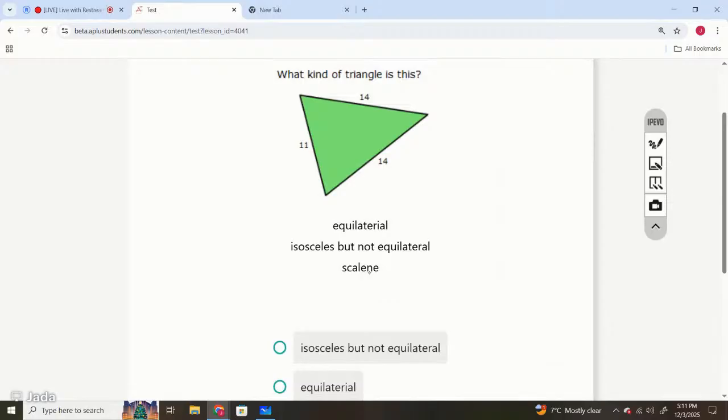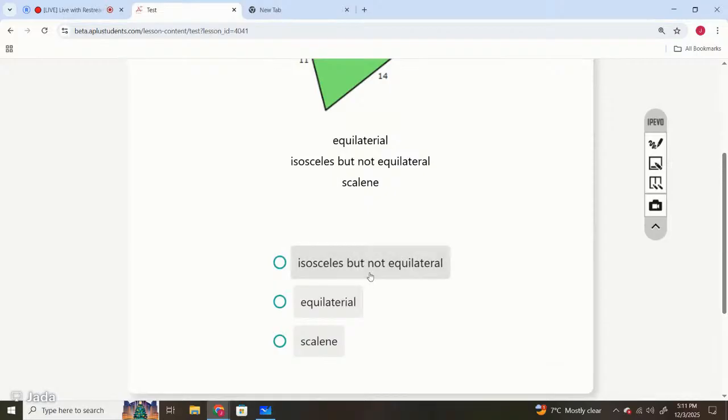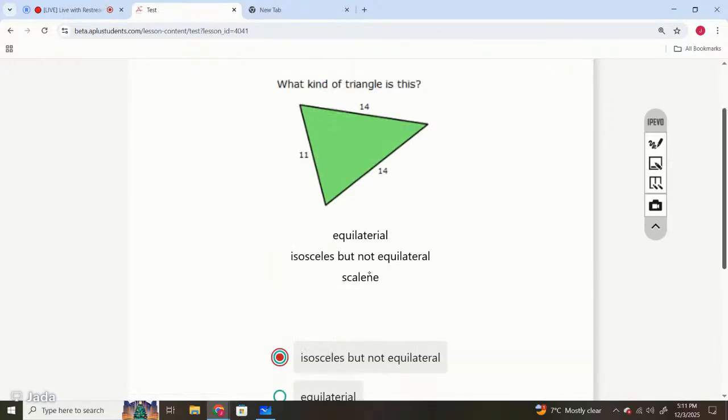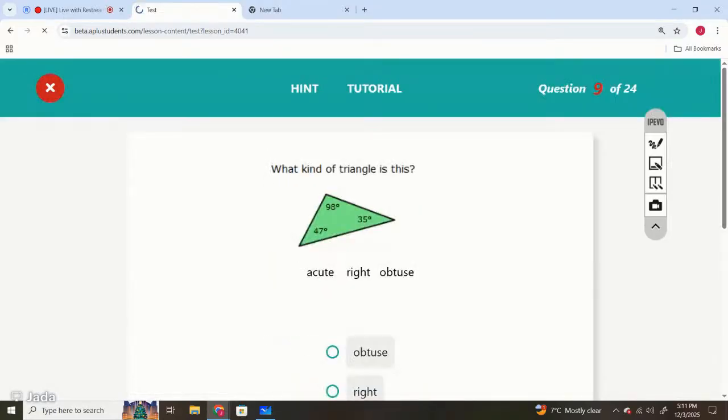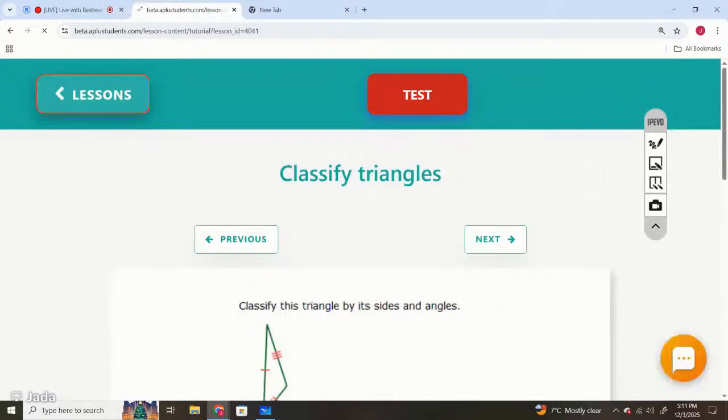Okay, what kind of triangle is this? That is isosceles but not equilateral. Option number one is the correct option. Okay, you can complete the lesson by yourself later today. Let me just move on to the next lesson.